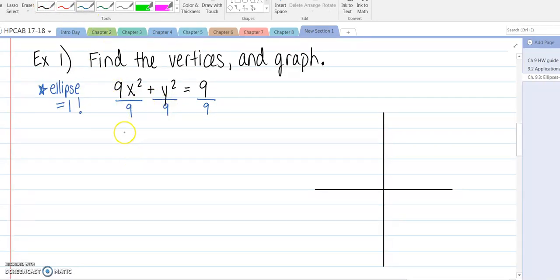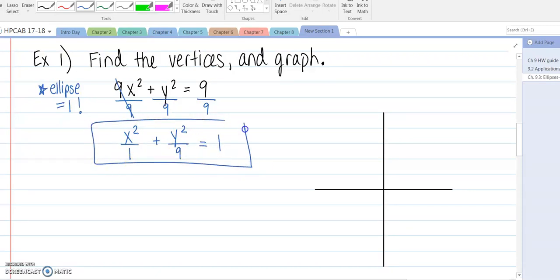So then I have x squared over 9. I'm sorry, not over 9. Because the 9's divide out, that's 1, so it's x squared over 1, plus y squared divided by 9 equals 1. And so now this right here would be standard form. Okay, in order to graph this, I am going to need the center, so I'm going to start there. There's no shifting, so our center is at the origin.